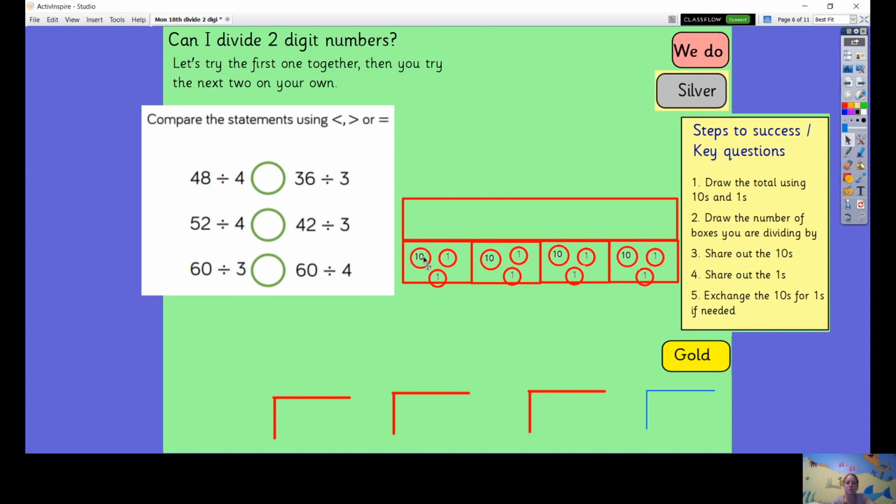How many have I got in each box? 10, 11, 12, and you can see quite clearly because I put them, remember I talked about putting them in the same position in each box, so you can see that you've got the same number in each box. So I've got 12 in each box of those.